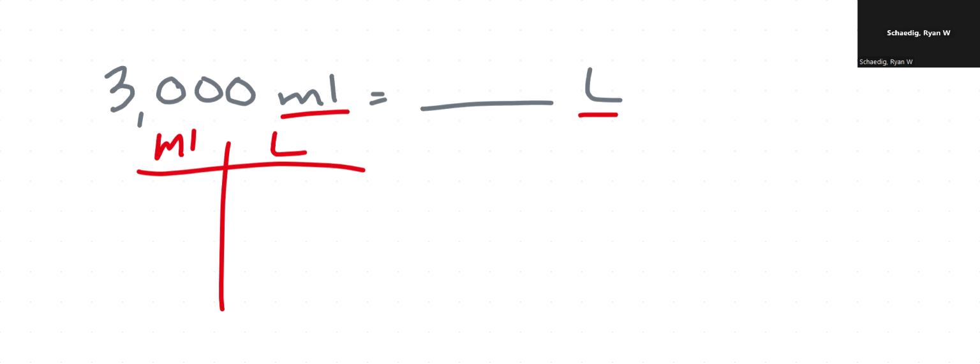And that rule doesn't change. In fact, we just learned that. What we know is 1 liter equals 1,000 milliliters. That's the one to many rule.